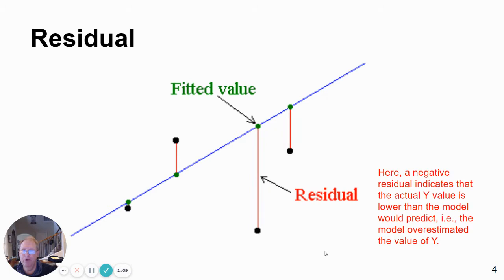So here I have 4 points, and I fitted the blue line there. What I want to say here is that points that are above the line have positive residuals, and points that are below the line have negative residuals. So let's look at that lowest point there. Here, a negative residual indicates that the actual y value is less than the model would predict. That is, the model overestimated the value of y.